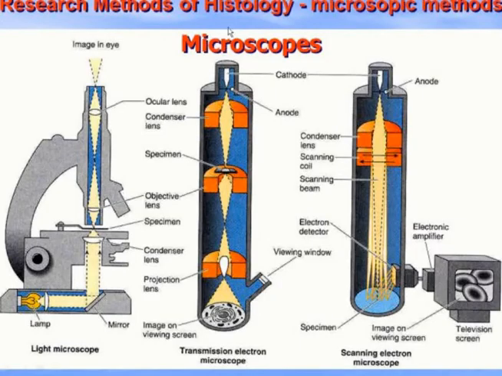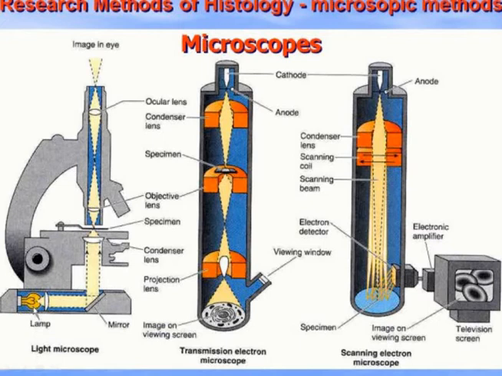So the research methods of histology are microscopic methods, and the main types of microscopes are the light microscope, and the transmission and scanning electron microscopes.